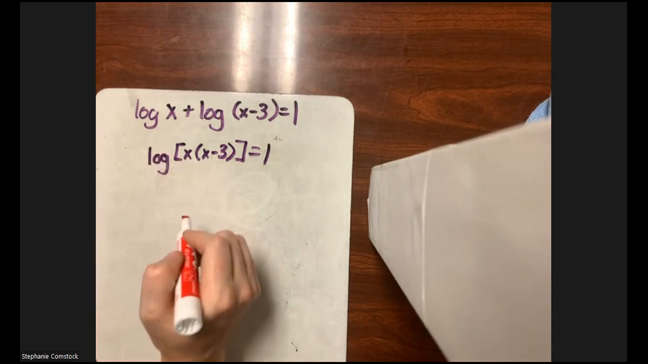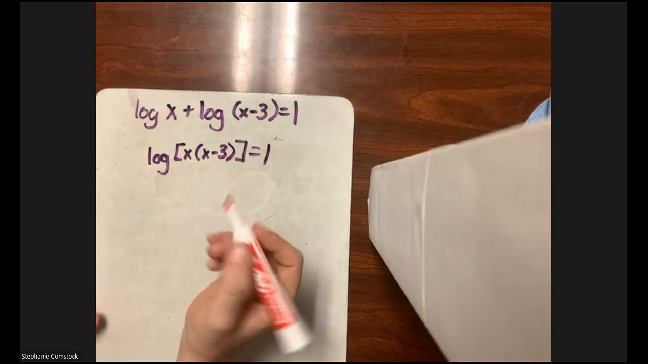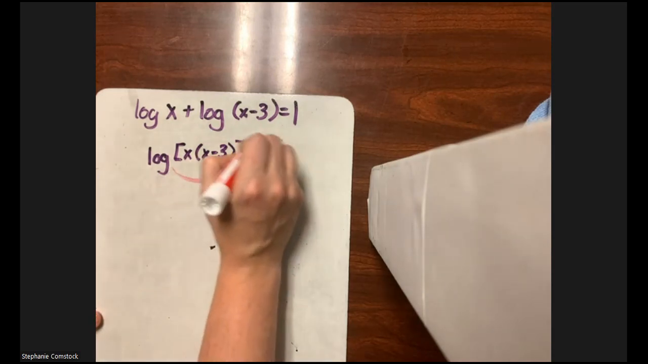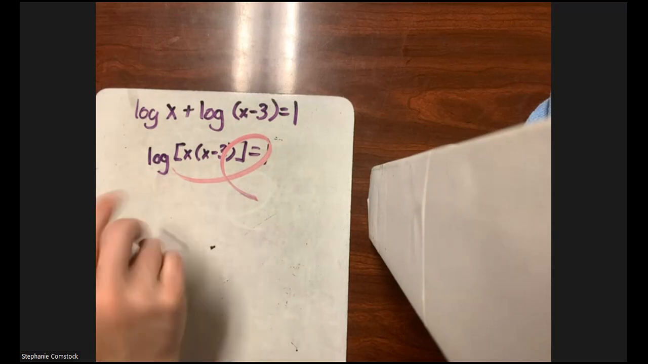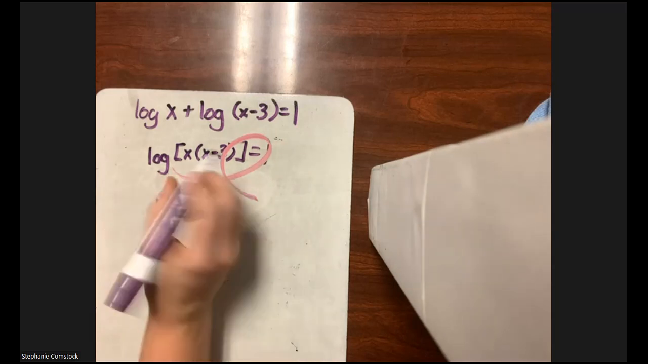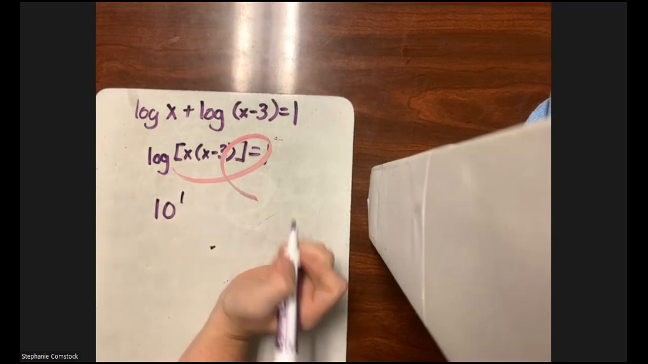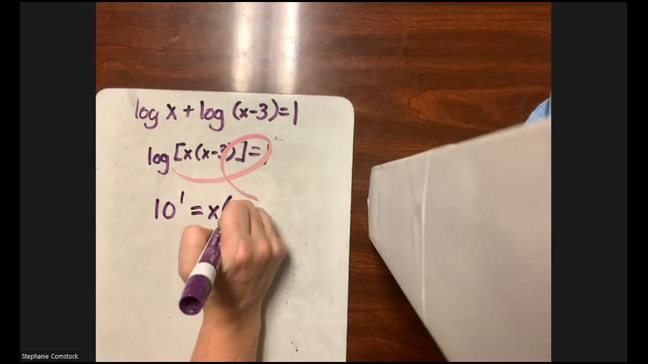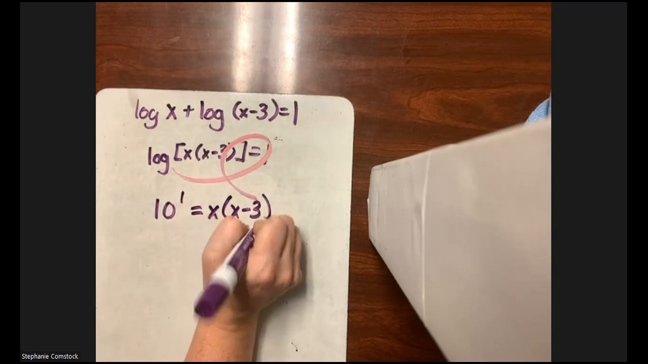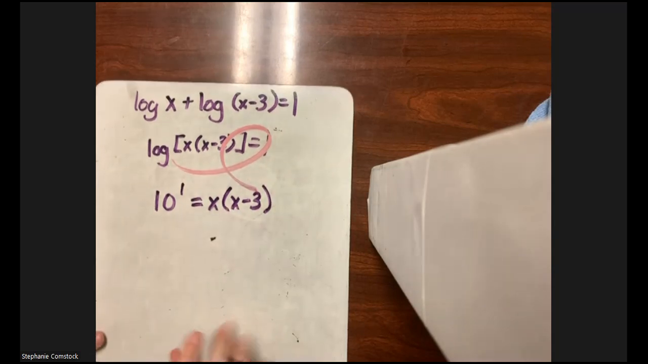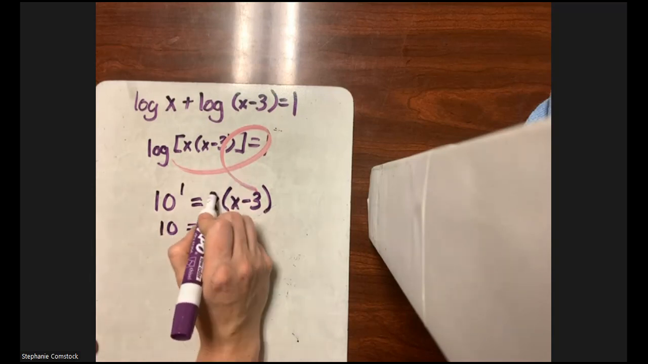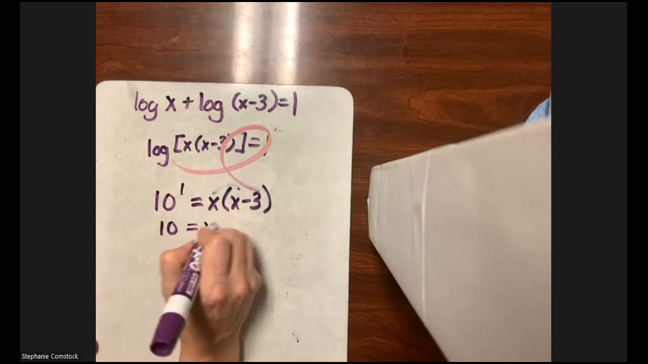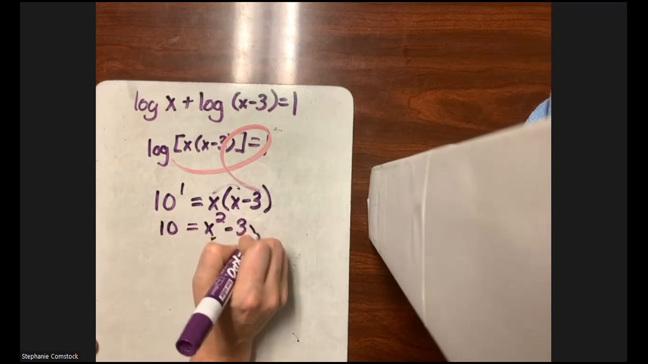And again, I just use the brackets here because I already had one set of parentheses. I'm now going to do my loop. And again, this was common log, so that means my base is 10. So I've got 10 to the first equals x times x minus 3. So now I'm going to do a little bit of work out here. 10 to the first is 10. And then I'm going to distribute here. That's going to be x squared minus 3x.